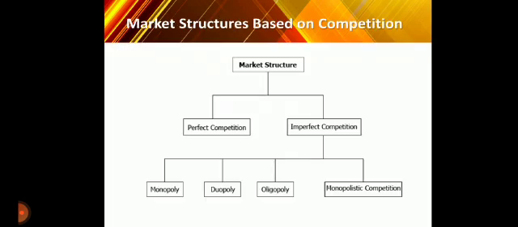The next slide talks about the market structure based on competition. The market structure is classified into two competition-wise bases. The first one is perfect competition, the second one is imperfect competition. We are going to see about all those. And imperfect competition is again classified into four types: monopoly, duopoly, oligopoly, and monopolistic competition.